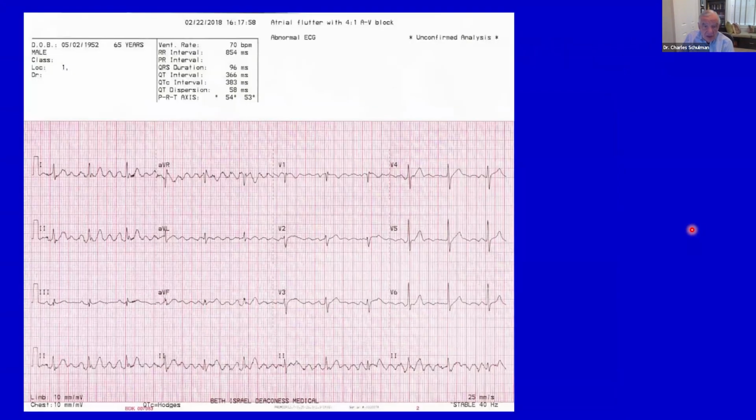So here's an ECG that the computer read as showing atrial flutter with 4-to-1 AV block. Is that true? Somebody want to put an answer in the chat? Yes or no?